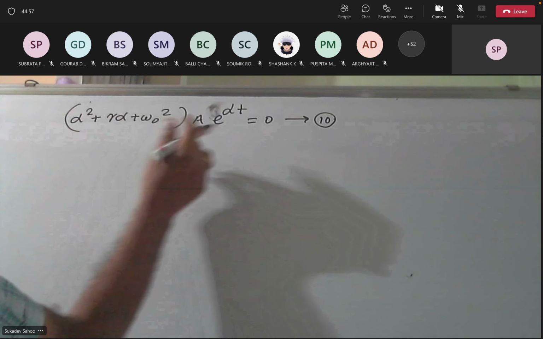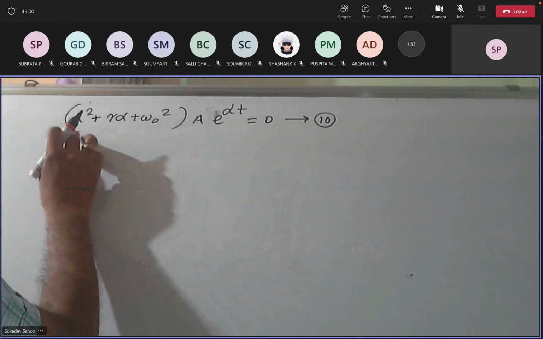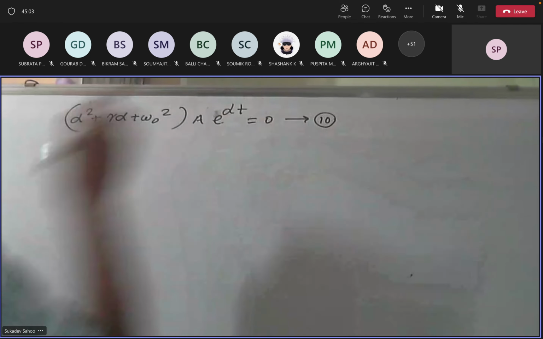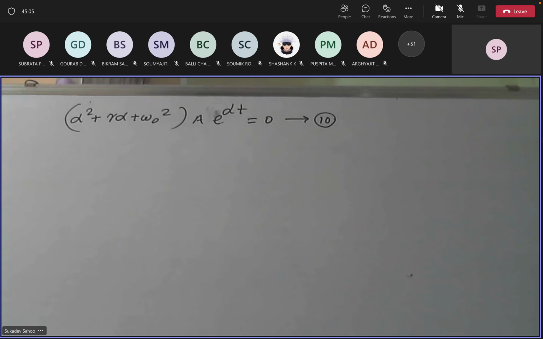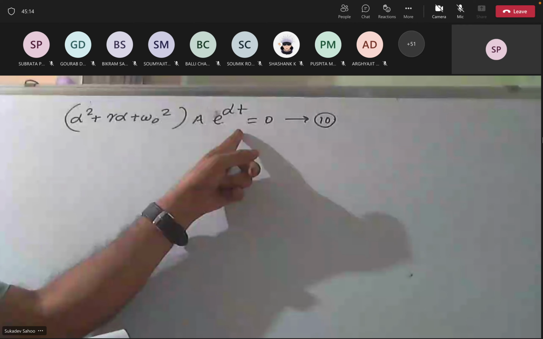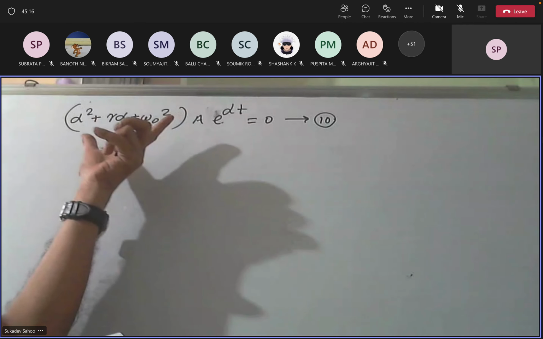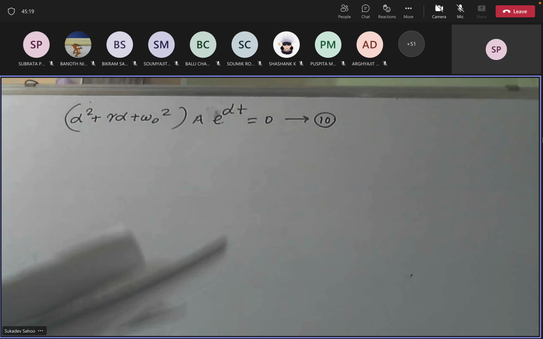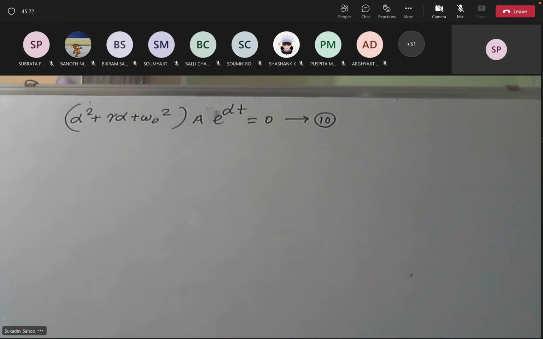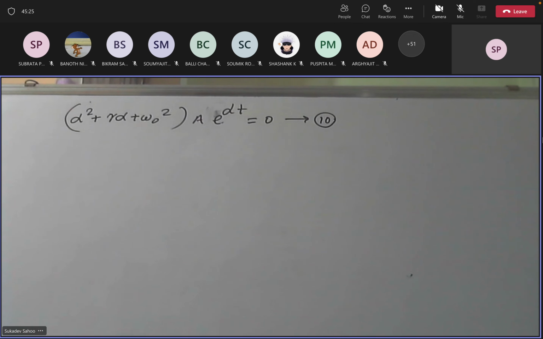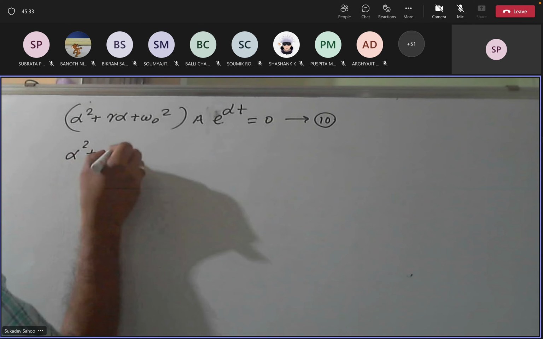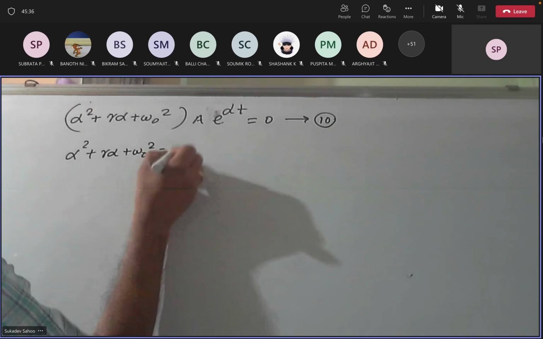Hence, now you see it contains two terms. One is within a bracket, another is a e to the power alpha t. Now, since we have taken a e to the power alpha t as the solution of equation number 4, hence this cannot be 0. Only what is present within the bracket, that can be 0. Since equation number 10 is valid for all values of t, hence the term in the bracket must vanish. That means we can write alpha square plus gamma alpha plus omega 0 square equal to 0.